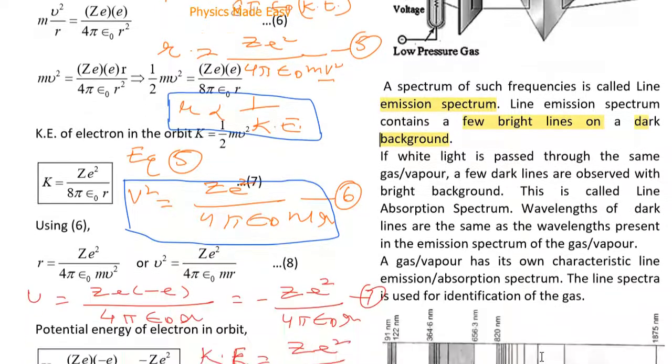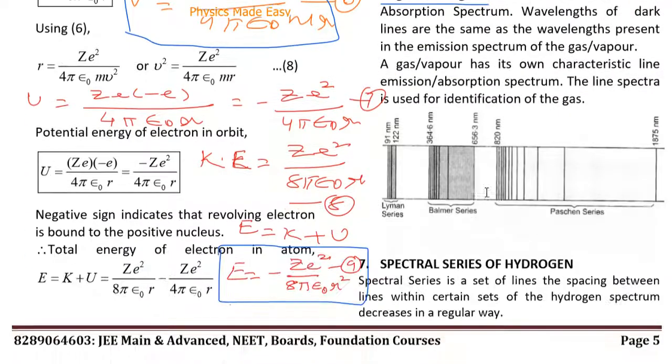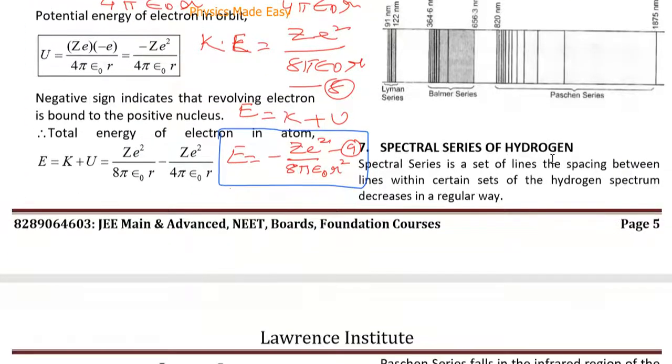So this is emission spectra. If white light passes through the same gas vapor, then we see a few dark lines. When we see dark lines on a bright background, the spectra is absorption spectra. When we see bright lines on a dark background, that spectra is emission spectra. Spectral series of hydrogen. What is a spectral series? Spectral series is a set of lines.